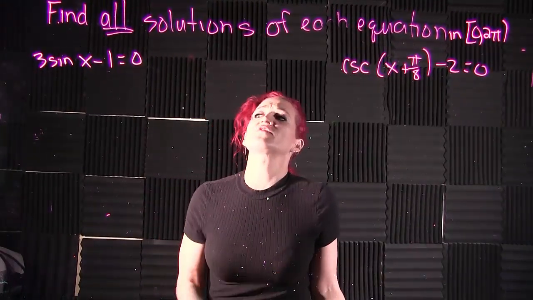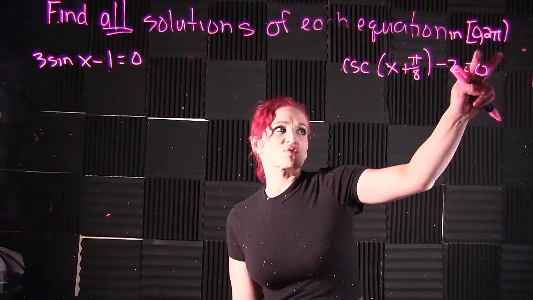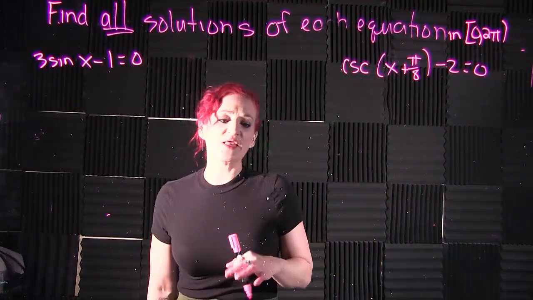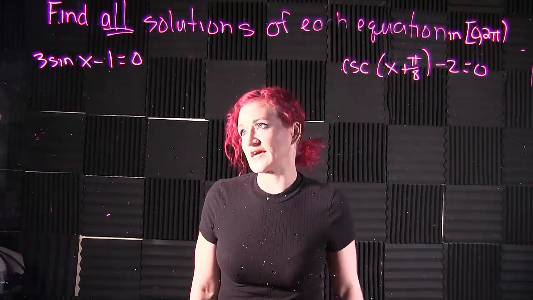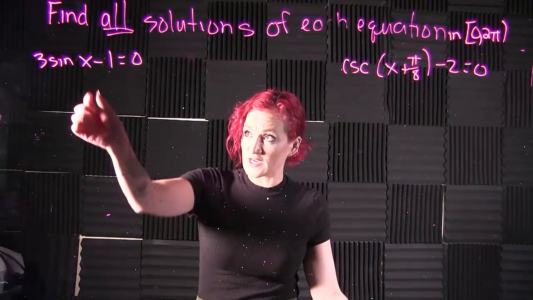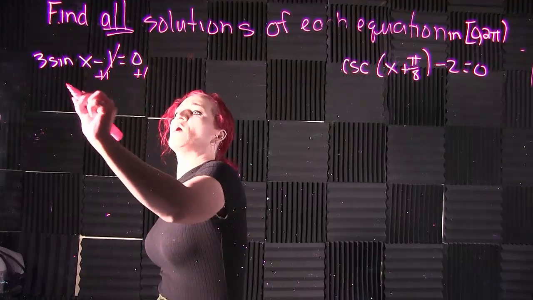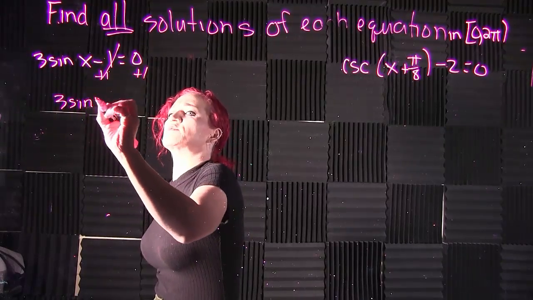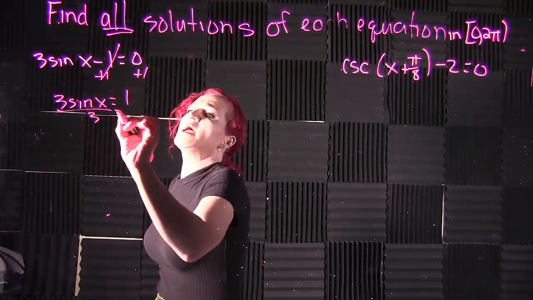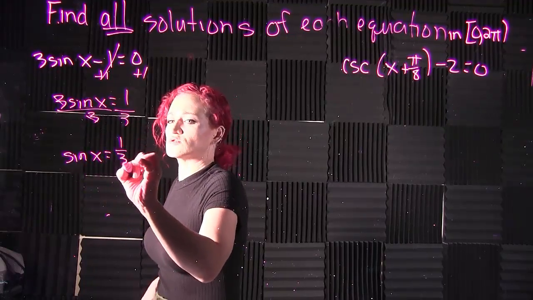Let's solve the following trig equations in 0 to 2 pi here, making sure that we leave any of our answers rounded to 4 decimal places. First things first, we do want to get our trig expression completely by itself. So first thing I'm going to do is add that 1 to the other side to get 3 sine x is equal to 1, and divide the 3 out to get sine x is equal to 1/3.